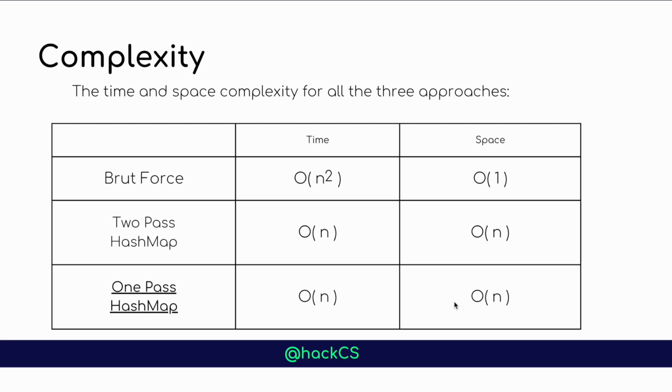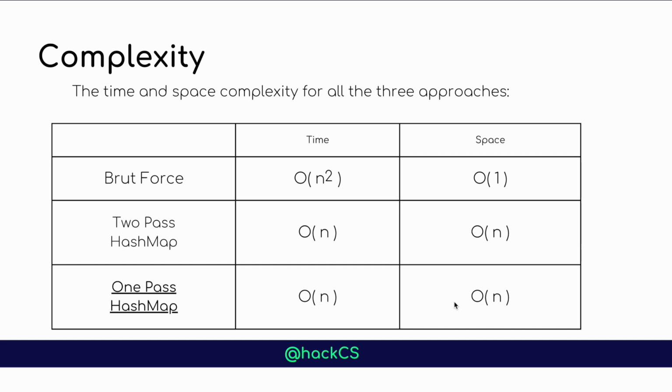Now the two pass hash map and the one pass hash map both have the same time and space complexity, which is O(n). There is not much difference either. That's why I said that we'll only cover the one pass hash map, which is important. If you want me to share the code of the two pass hash map, just write me a comment and I'll share that code.